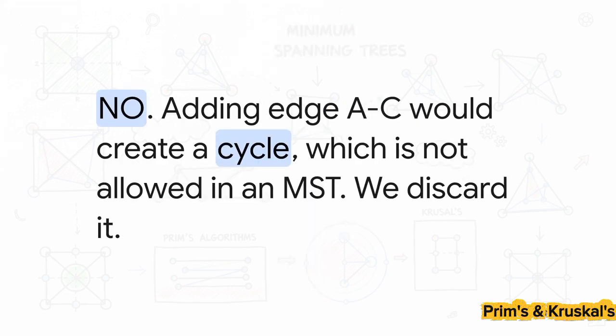If you look at our graph, A and C are already connected. You can get from A to B and then from B to C. So if we added that direct AC edge, we'd create a loop, a cycle. That's redundant. It doesn't connect any new nodes, it just adds extra cost. So we throw it out, we skip it, and move on. That step, checking for cycles, is the absolute soul of Kruskal's algorithm.